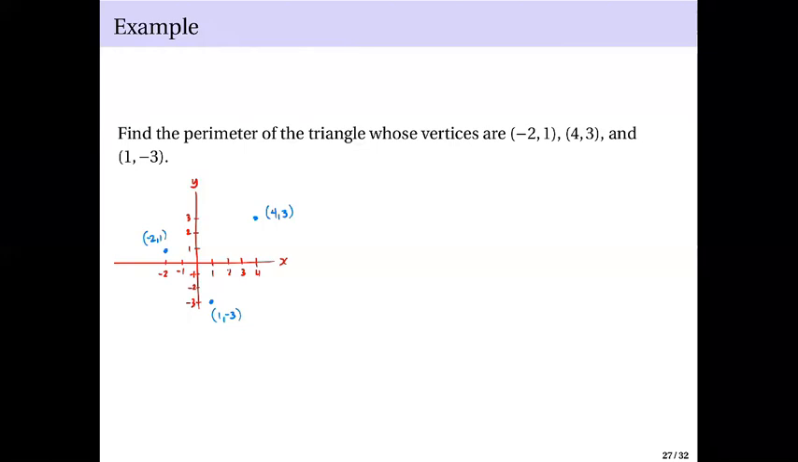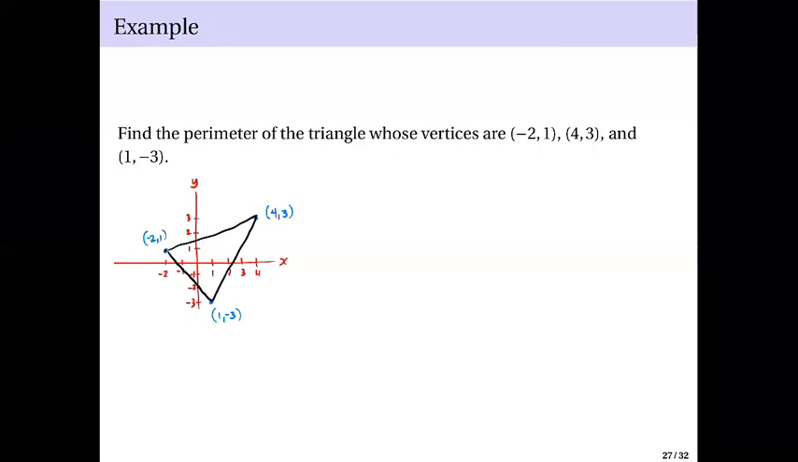And we have the triangle here. This guy here, this guy here, and then this. So this is the triangle. And we need to find the perimeter. So get this distance plus this distance plus this distance. So you just have to use the distance formula 3 times. Okay?